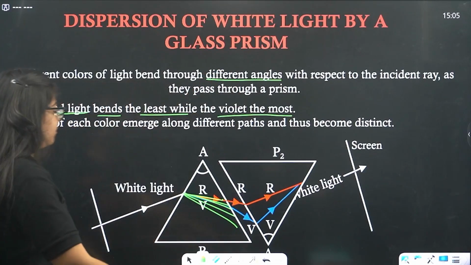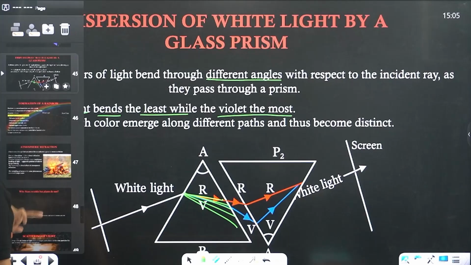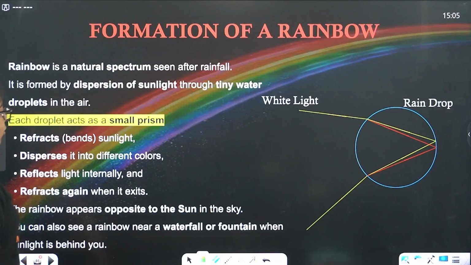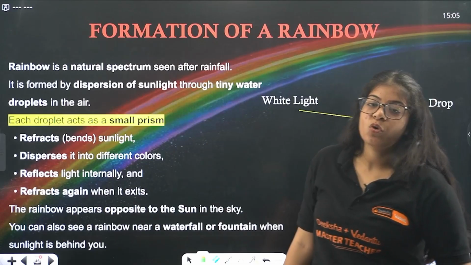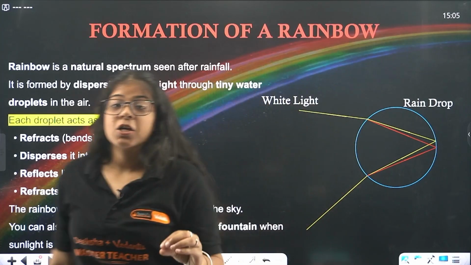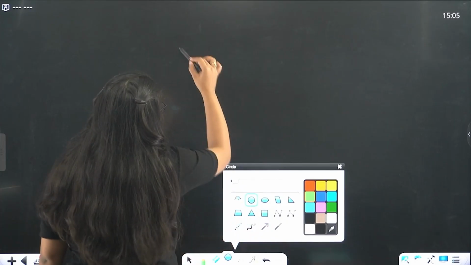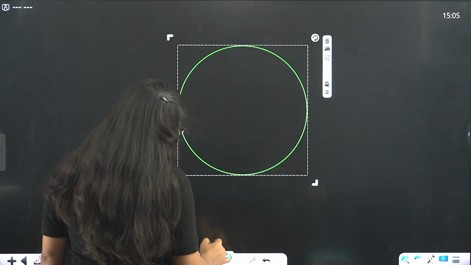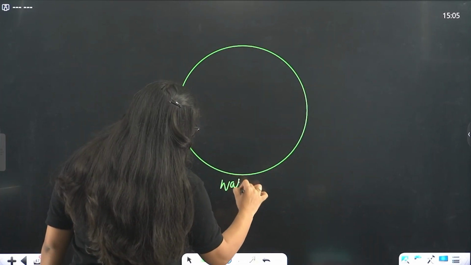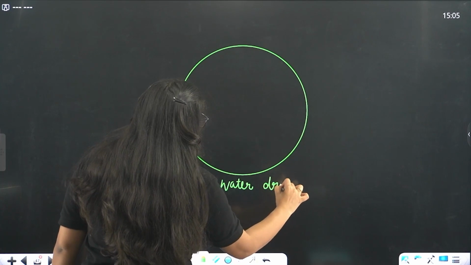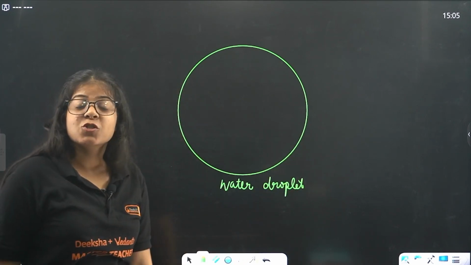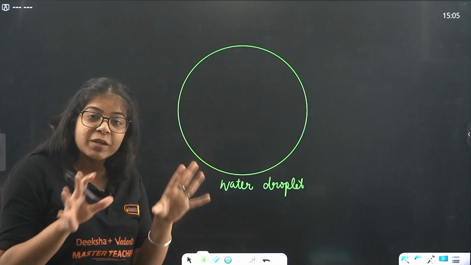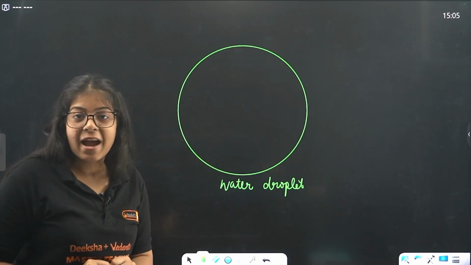Okay, great. Next, beta, we have a very important topic, formation of a rainbow. Now in a rainbow we also see VIBGYOR, right? So what is happening inside a rainbow? Okay, see very carefully. Now, what is this? Beta, this is your water droplet. When is a rainbow formed? Ma'am, right after the rain. Right? So right after rain, there are so many water droplets inside our atmosphere.